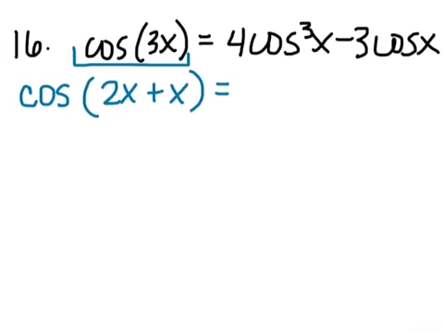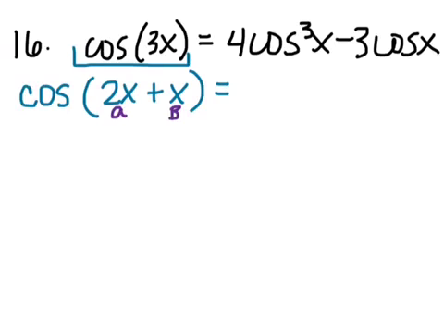If you're looking at your equation sheet, 2x would be your A and x would be your B. To expand this, we didn't know cosine of 3x, we don't have a formula for that, but we do have the formula for sum, and we do have the formula for cosine of 2x from the double angle formula. So we're going to use both of those in this proof.